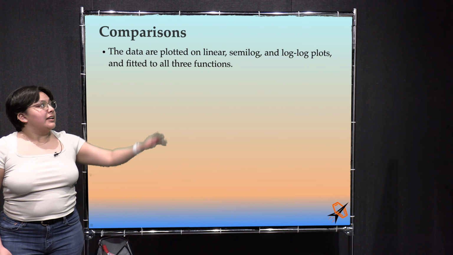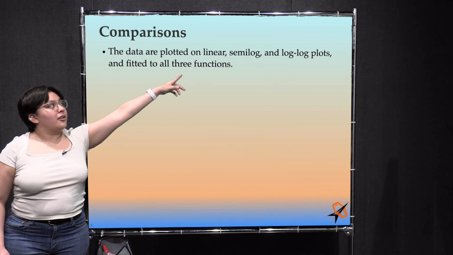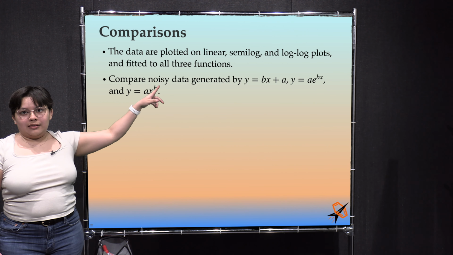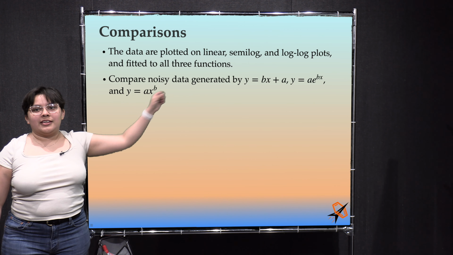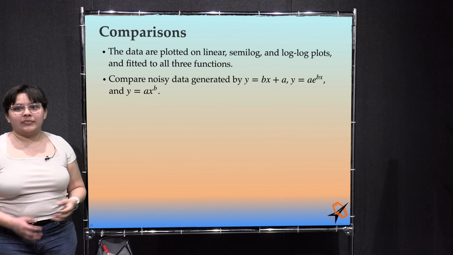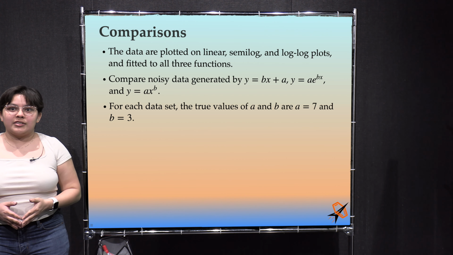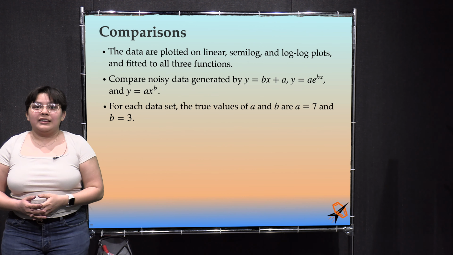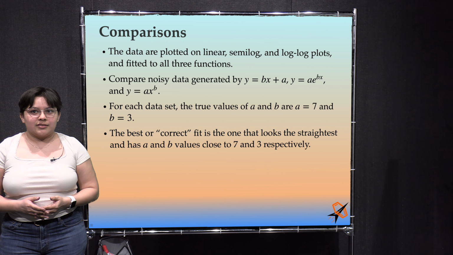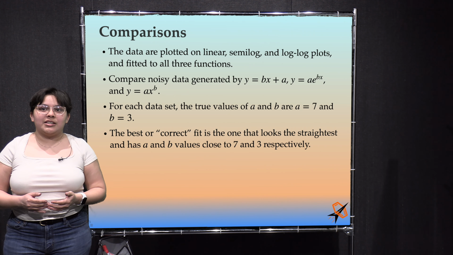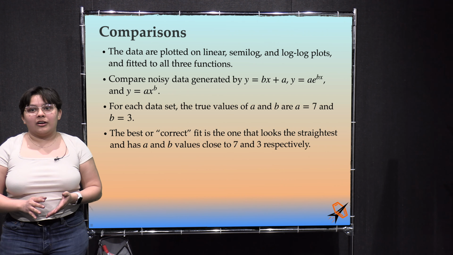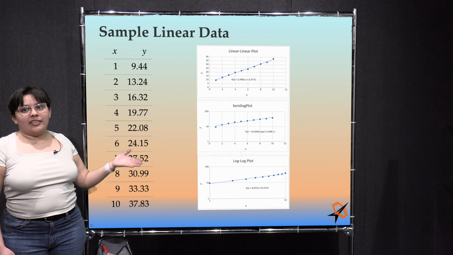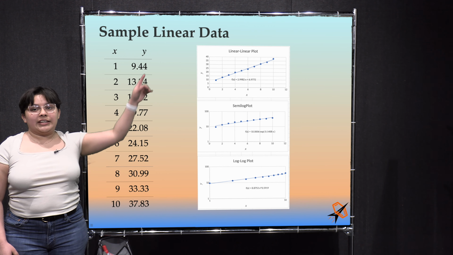Let's compare linear plots, semilog plots, and log-log plots for noisy data for each of the three functions: y equals bx plus a, y equals a e to the bx, and y equals ax to the b. For the correct function, the noiseless values of a and b are 7 and 3, respectively. Again, the human eye is very sensitive to straight lines. We're looking to see which line is the straightest to see which functional relationship, linear, semilog, or log-log, is the correct one.